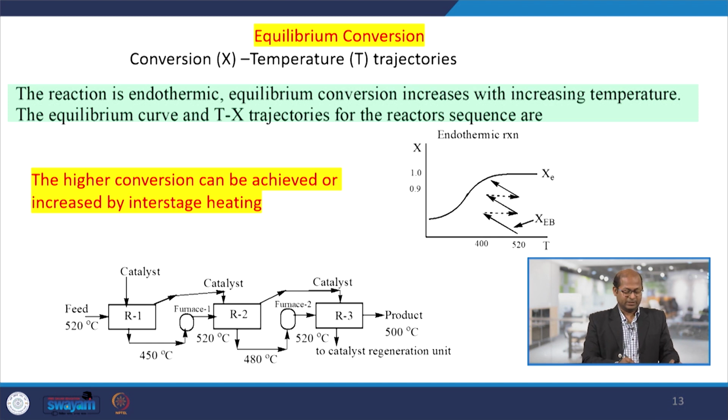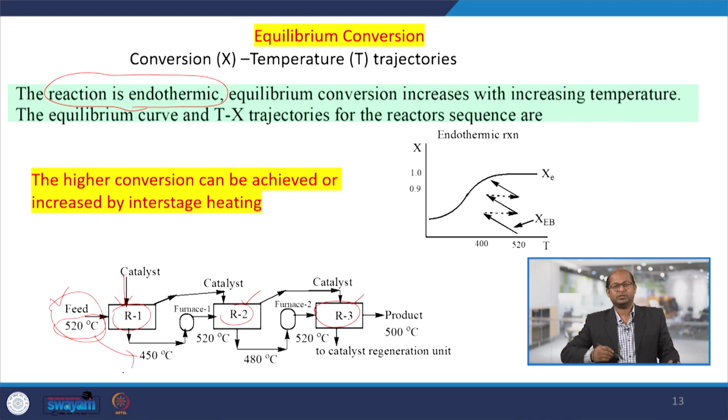Similarly, here you can see interstage heating with three reactors. This is reactor 1, 2, 3 taken in series. Inside reactor 1 the feed is at 520 degree centigrade, and at the same time catalyst is also charged here, so reactions will take place at 520 degree centigrade. Since the reaction is endothermic, the reacting mixture temperature will go down, from 520 to 450 degrees. Once the temperature goes down, the conversion and rate will decrease.